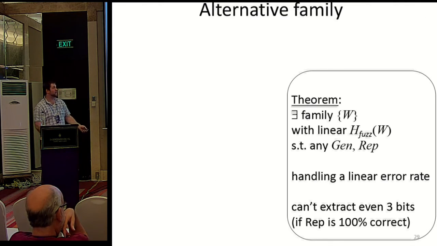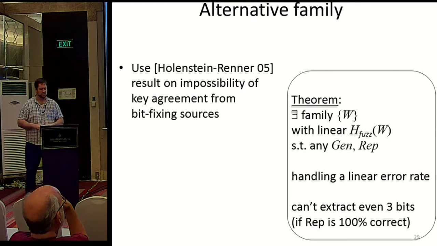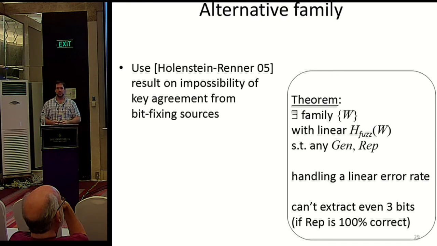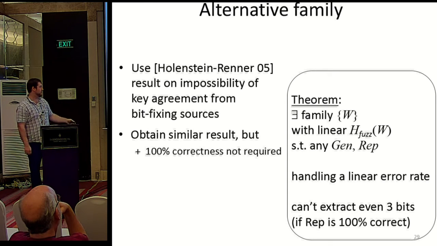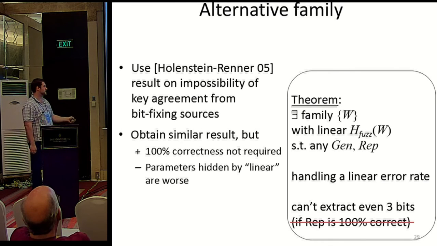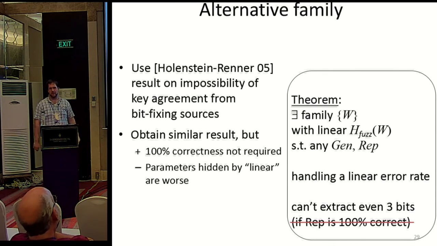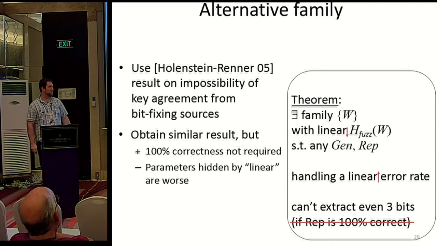We have a third variant, which is building off a result of Hollenstein and Renner from about 10 years ago, who showed the impossibility of key agreement from bit fixing sources. So we actually get a similar result to our previous theorem, but we can remove this requirement for 100% correctness at the cost of slightly worse parameters that are hidden by asymptotics. So the quality of the sources goes down, and they have to support a higher error rate. Okay.